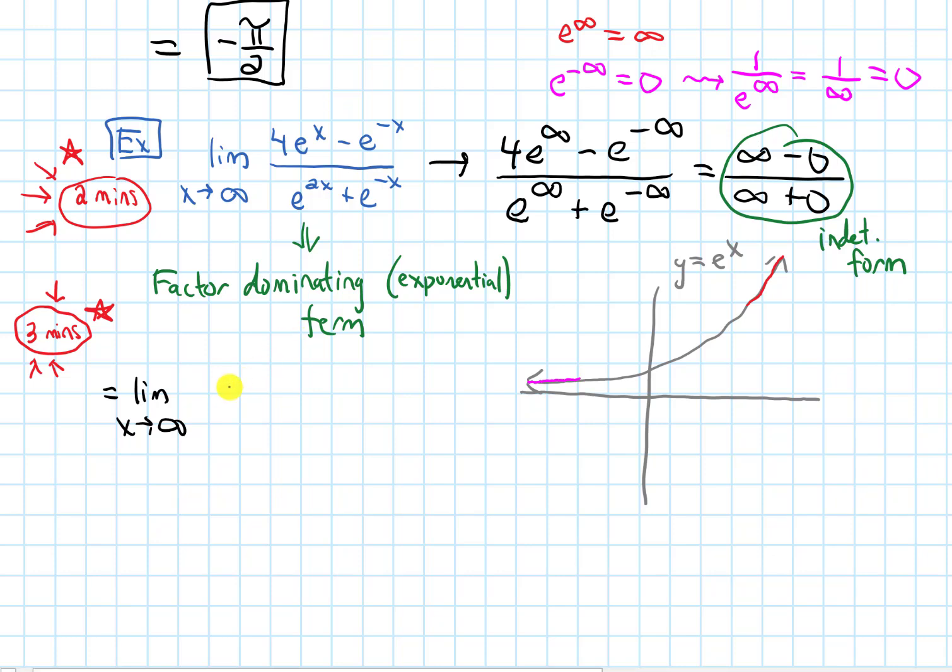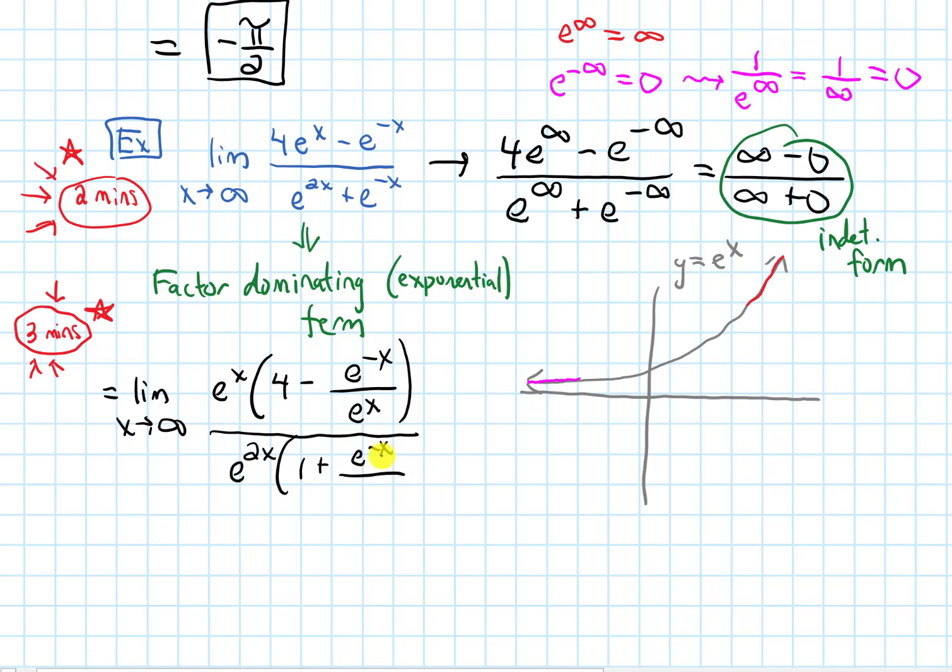All right, so I'm going to factor those out. On the top, I'll factor out e to the x. That'll leave me with 4 from the first term. And then minus, I'll have e to the negative x over what I factored out, e to the x. And on the bottom, we are factoring out e to the 2x. That term is growing most quickly. And then times 1 plus, we'll have e to the negative x divided by e to the 2x, because I factored out e to the 2x.